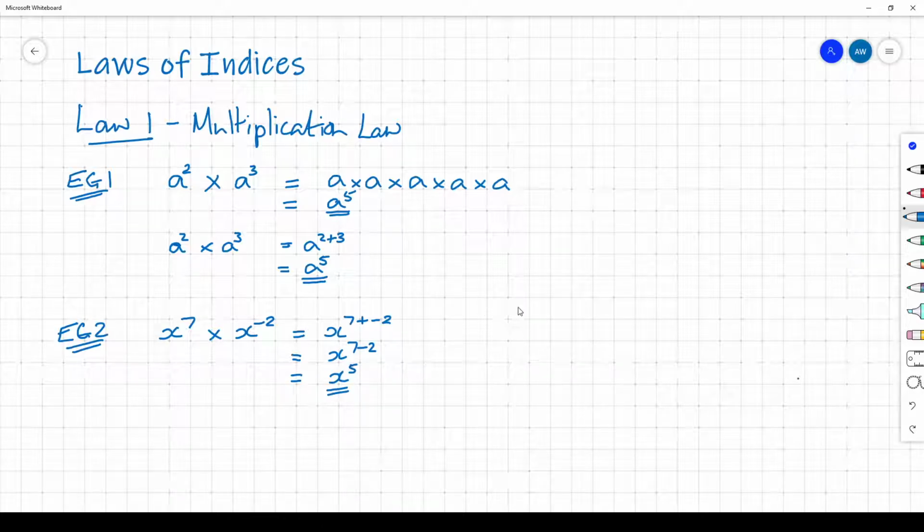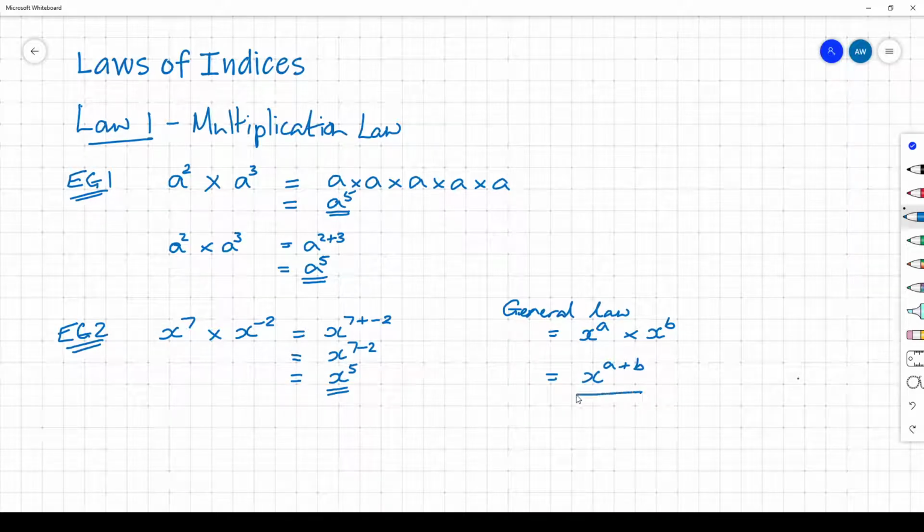So as a general law for this multiplication, if we have x to the a times x to the b, so the base x is the same, a and b can be any powers, can be any numbers, then what we need to do with a and b is add them up, and that is the general law from the first laws of indices when you multiply two terms together and the base is the same.